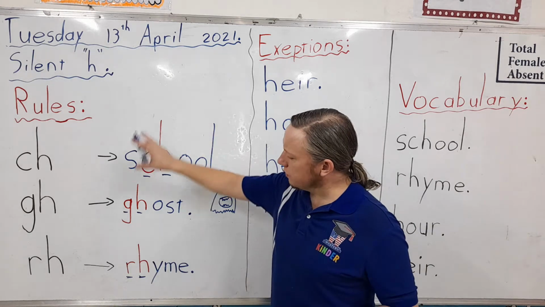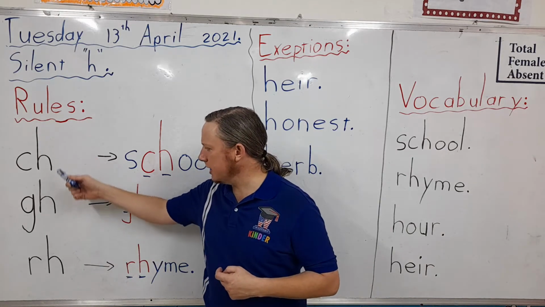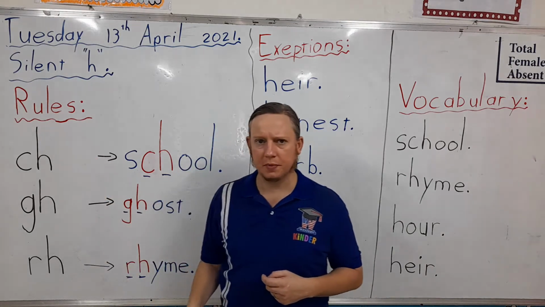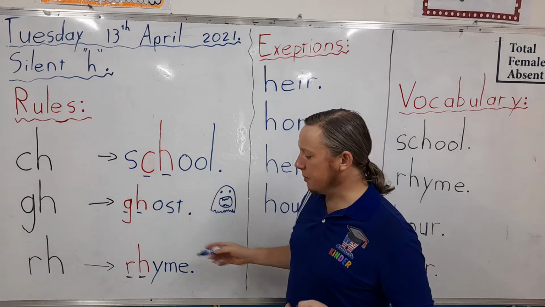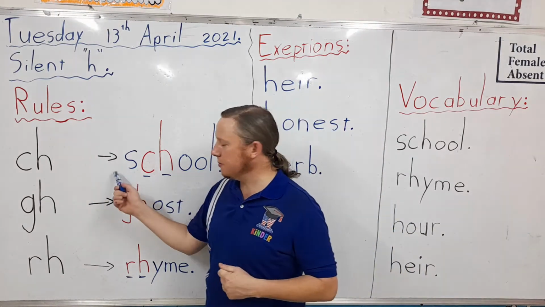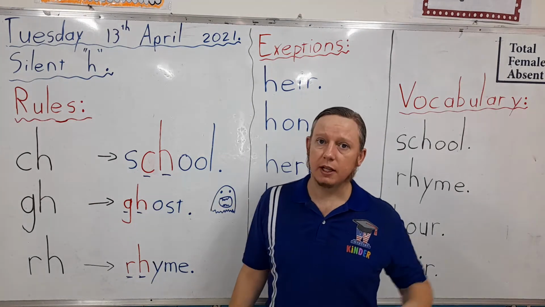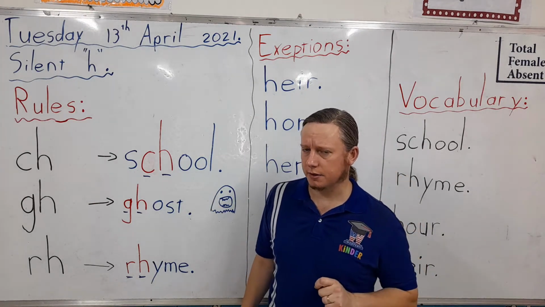So these are the general rules that we follow. CH, GH, RH. Normally it does not matter where in the word we see them except for him. If we see him in the front, ch sound. If we see him in the middle, it makes the k sound.